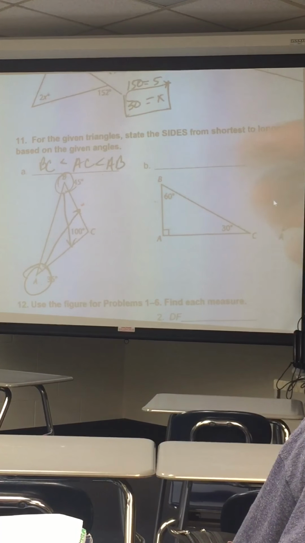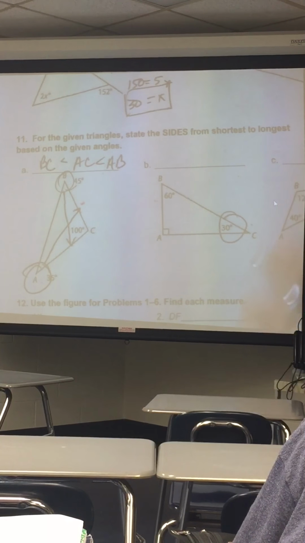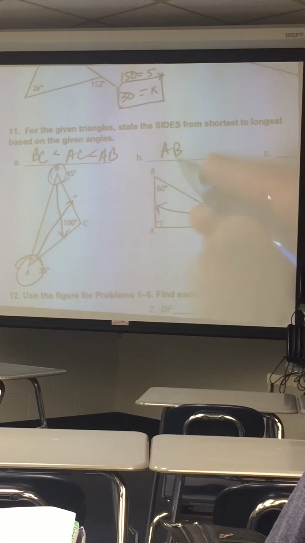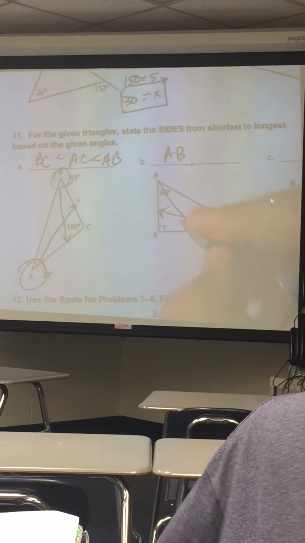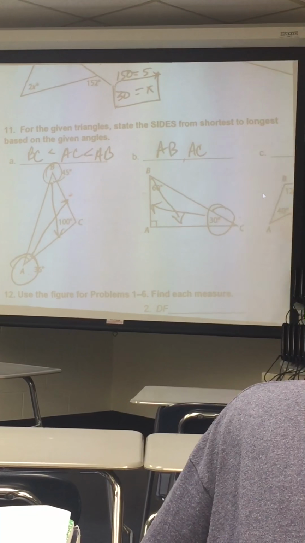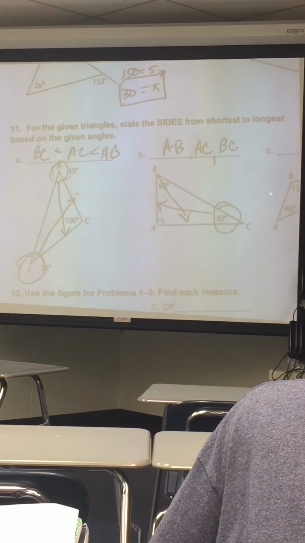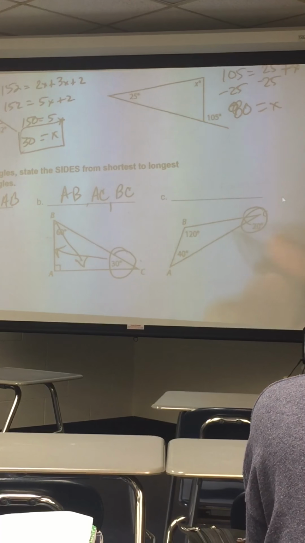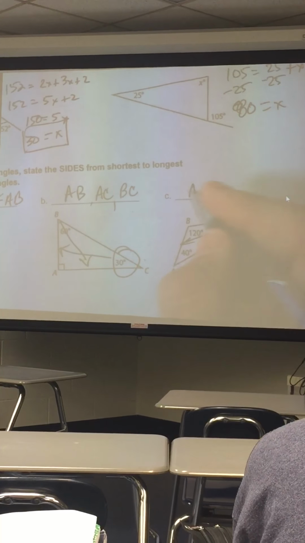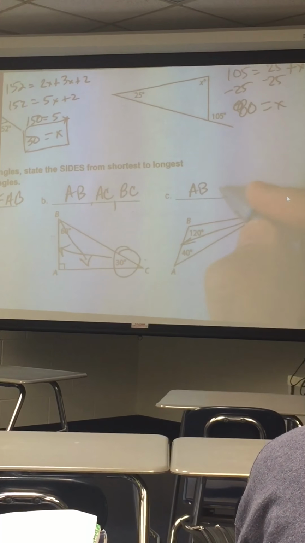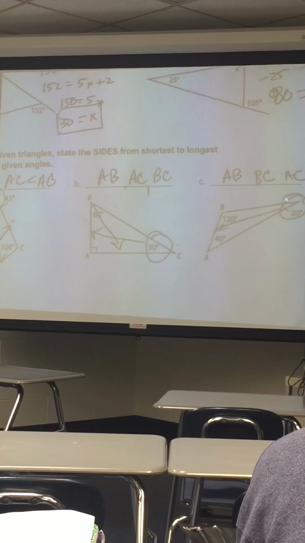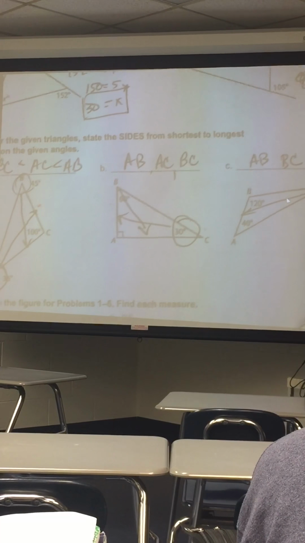Do the same thing for all three. Smallest angle makes AB the smallest side. And I didn't care that you had the inequality, just that it was in order from shortest to longest. That would make AC next, and then BC would be the largest, or the longest. And the last one, smallest angle, opposite makes AB the smallest side, and then AC, and then BC, in that order.